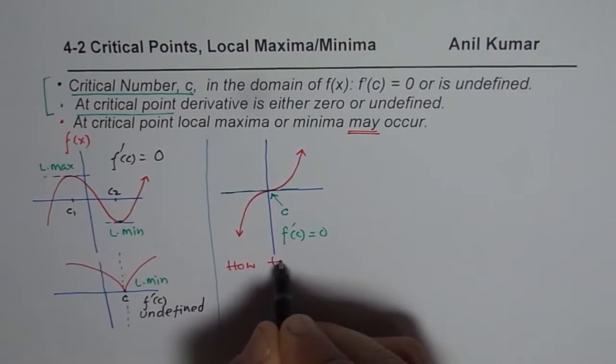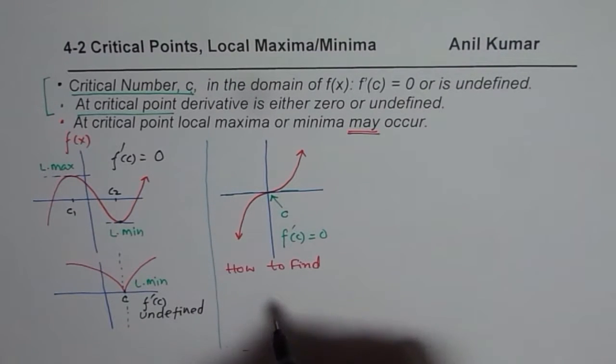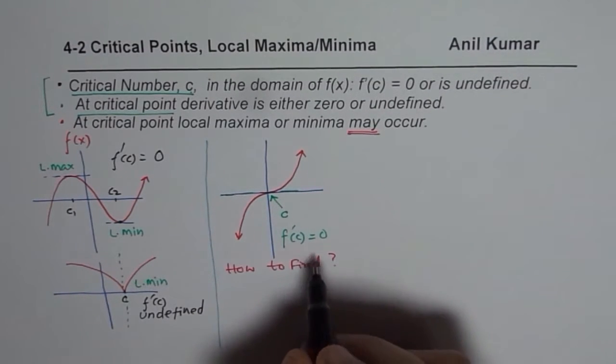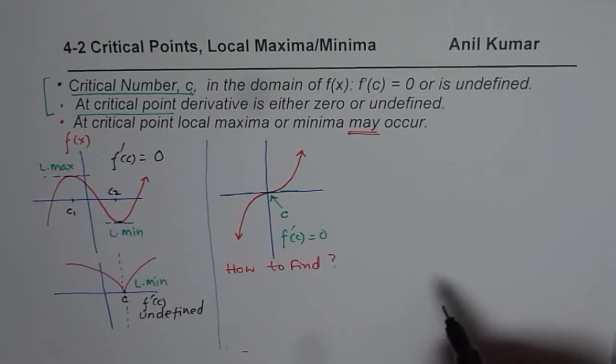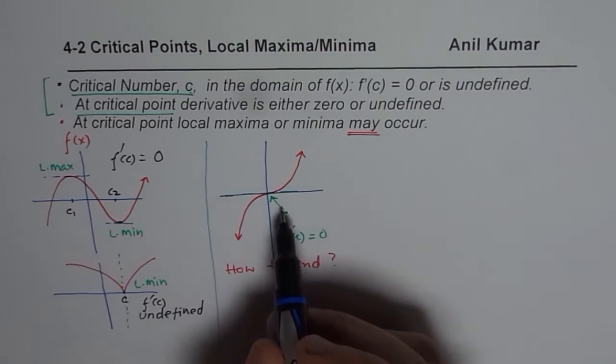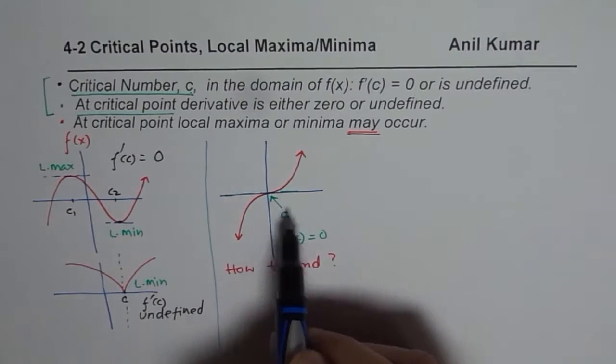How to find that we do have a maxima or a minimum or not. So how to find or verify that we do have a maxima or a minimum or not, right? That is a very, very important question. So the way to find is to check for the derivative on either side of the critical point, right?